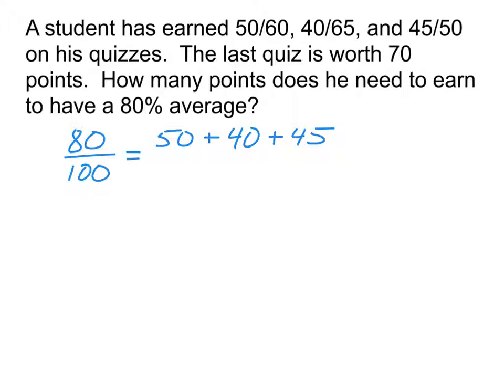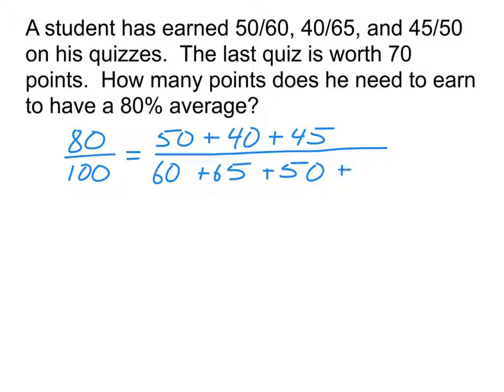And that's all of them that we've actually taken. So that's everything on the top. On the bottom, now it's all the points that it's out of. So 60 plus 65 plus 50, but we still have one more piece of information to use. The last quiz is worth 70. Now, since that last quiz is out of 70, where should the 70 go? Into the top or the bottom? In the bottom, because it's out of 70.